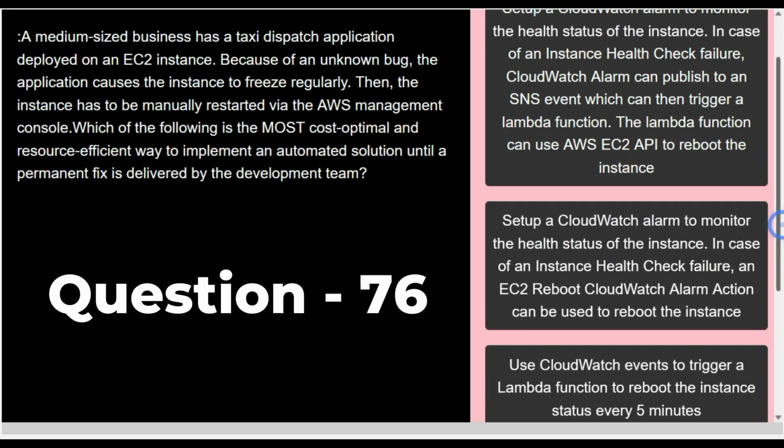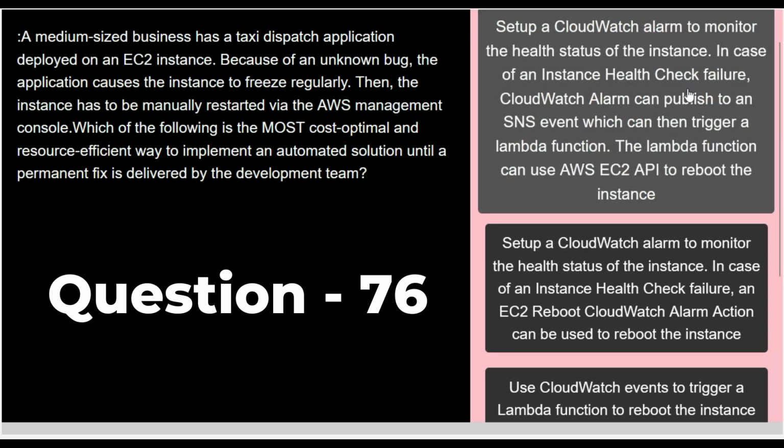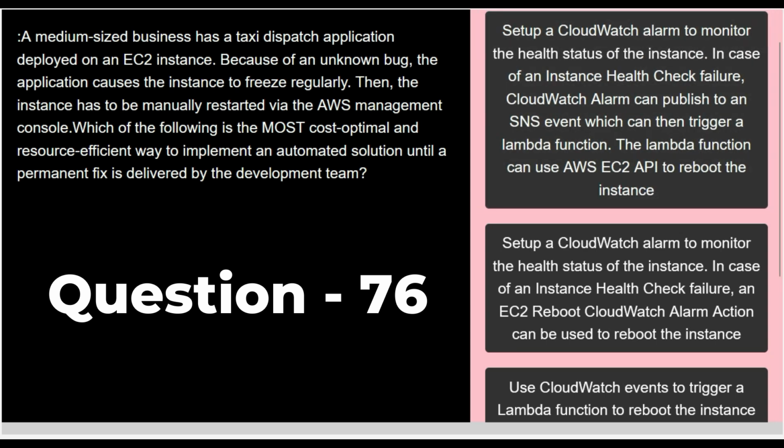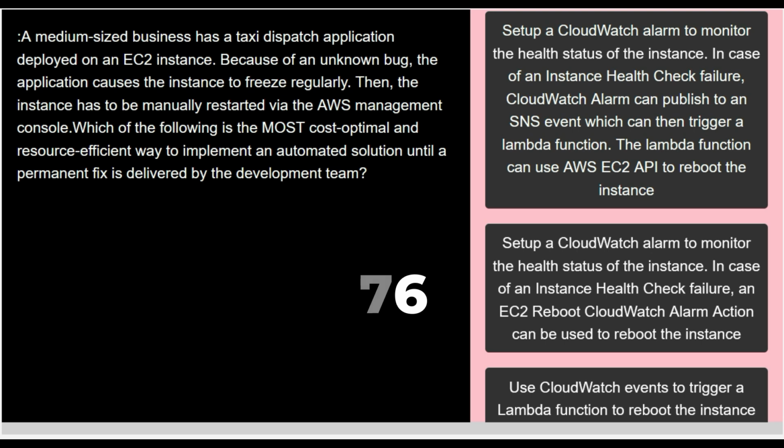A medium-sized business has a taxi dispatch application deployed on an EC2 instance. Because of an unknown bug, the application causes the instance to freeze regularly. Then the instance has to be manually restarted via the AWS Management Console. Which of the following is the most cost optimal and resource efficient way to implement an automated solution until a permanent fix is delivered by the development team?